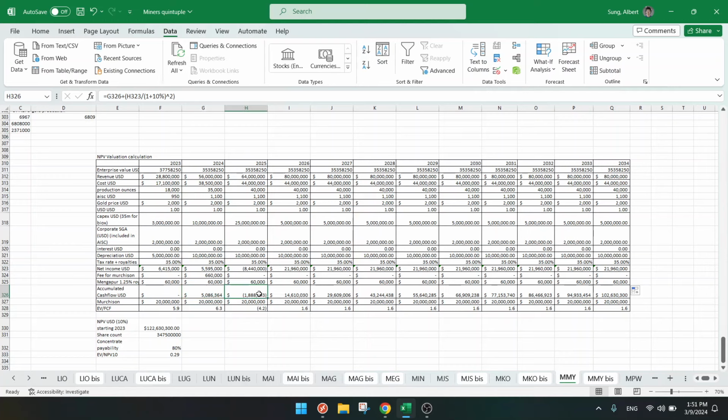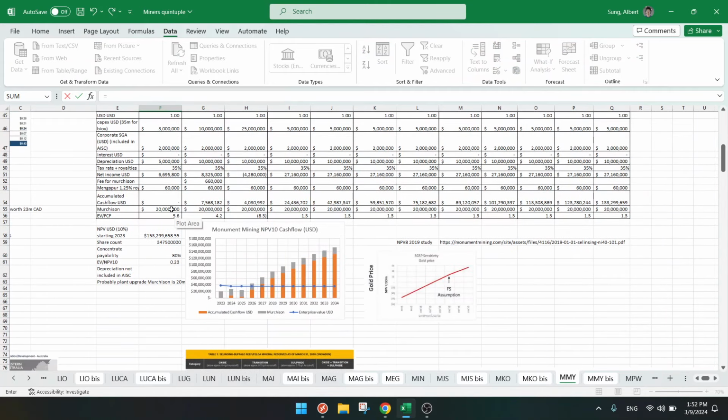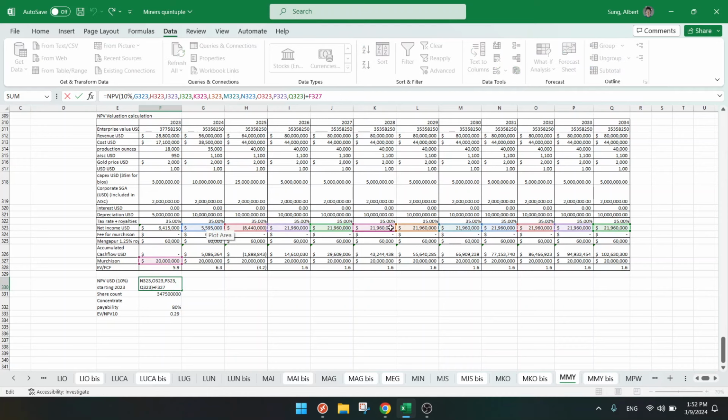This will be using these numbers. Murchison is master chart. I will give 20 million to the Murchison asset. Could change in time. And then EV to free cash flow is this divided by this, okay? And then NPV 10 using these net incomes plus Murchison, that's also good.